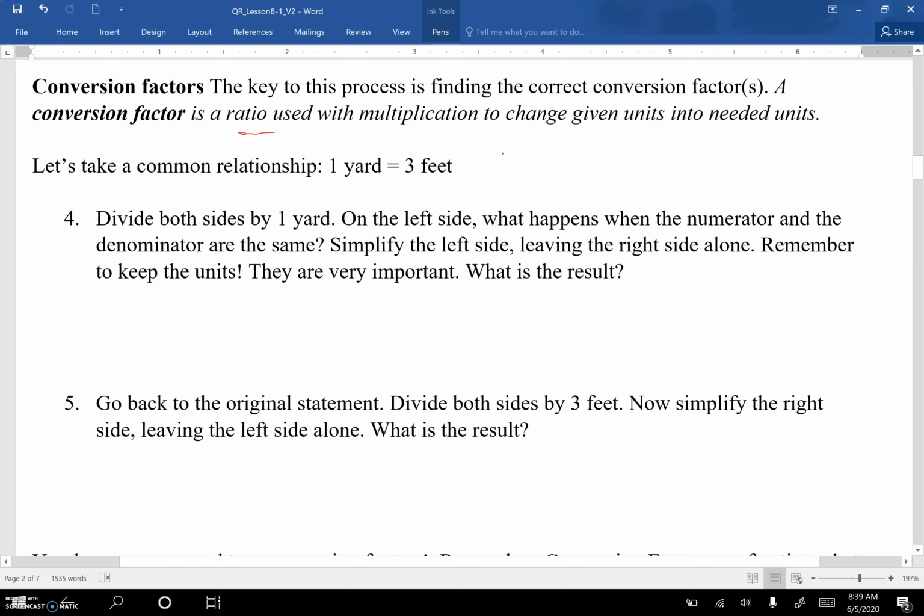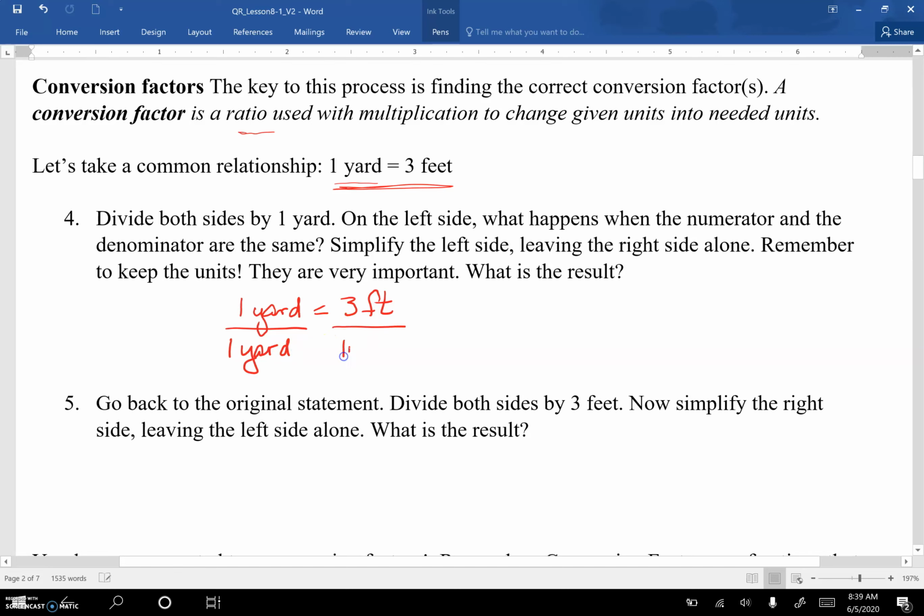So we're going to create a bunch of fractions here. So let's talk about how to create those. We're going to take a common relationship: 1 yard is 3 feet. And so if I take this 1 yard equals 3 feet and divide both sides by 1 yard, I've got 1 yard equals 3 feet.